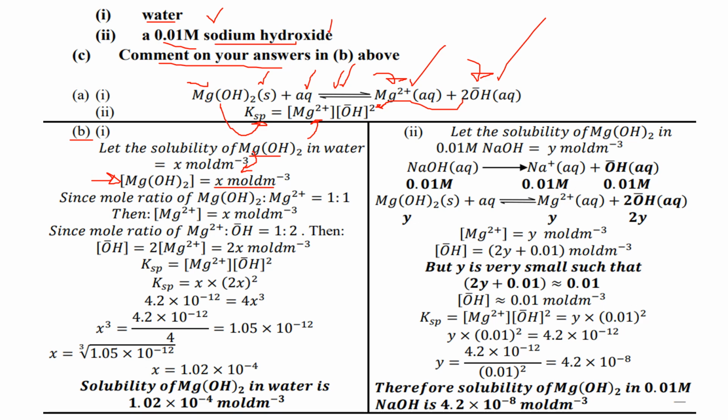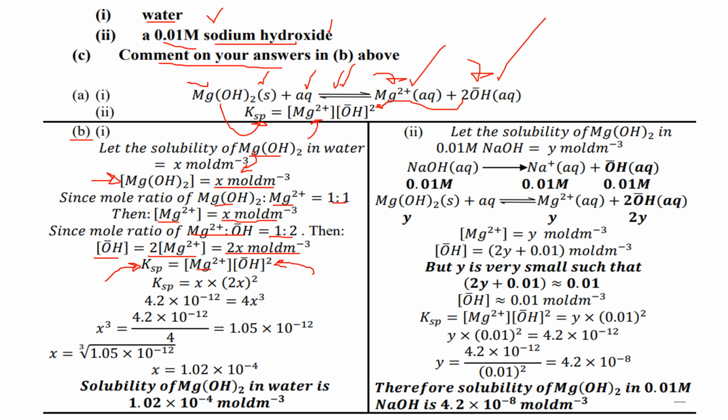Since the mole ratio between magnesium hydroxide and magnesium ions is 1:1, the molar concentration of magnesium ions is also going to be X moles per decimeter cubed. Since the mole ratio between magnesium ions and hydroxide ions is 1:2, the molar concentration of hydroxide ions is equal to twice the molar concentration of magnesium ions, which is 2x moles per decimeter cubed. Now the solubility product formula is going to be the molar concentration of magnesium ions times the molar concentration of hydroxide ions squared, and then we substitute for the molar concentrations.